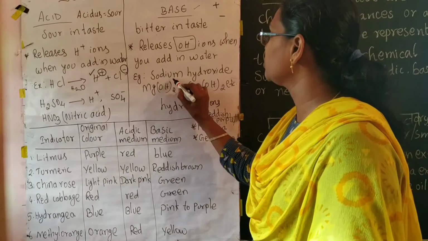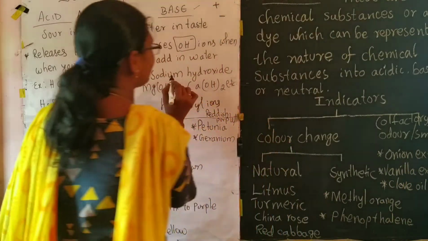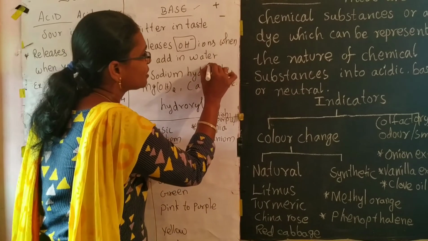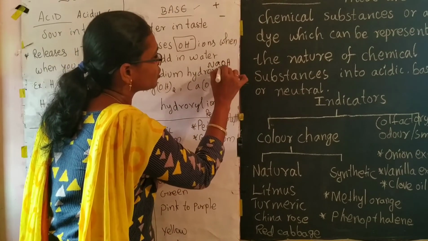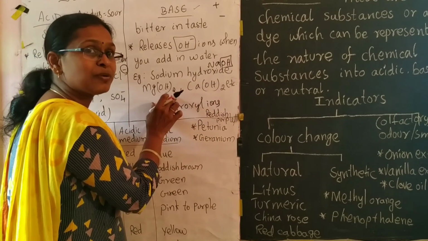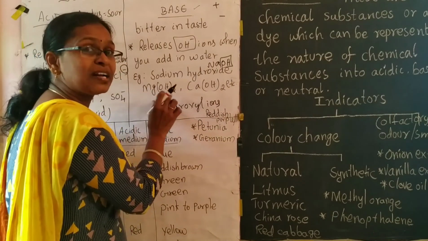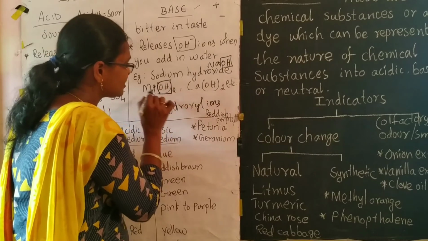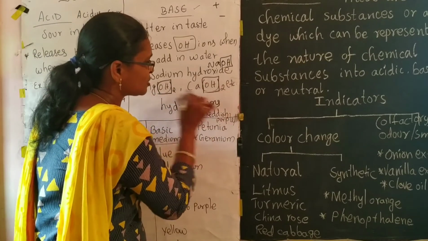Here I wrote a normal example, sodium hydroxide, NaOH. Here OH is there. And again Mg(OH)2, magnesium hydroxide, here also we have OH. Calcium hydroxide, also OH.